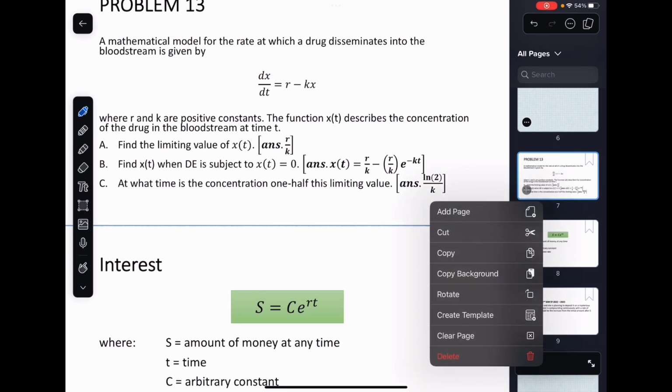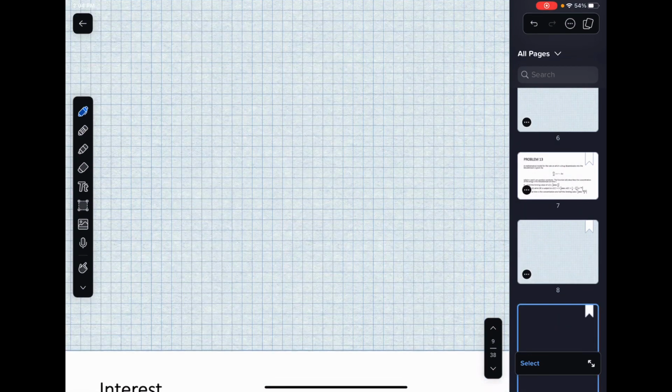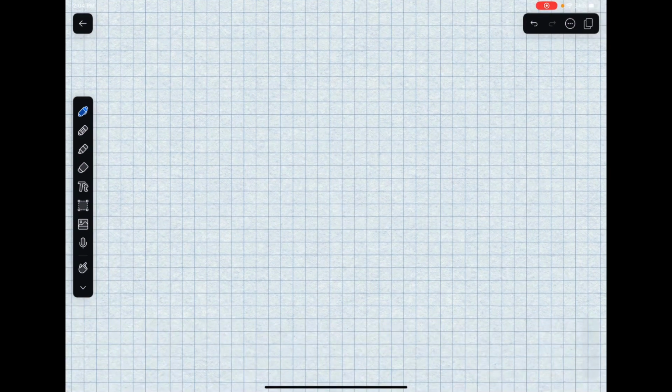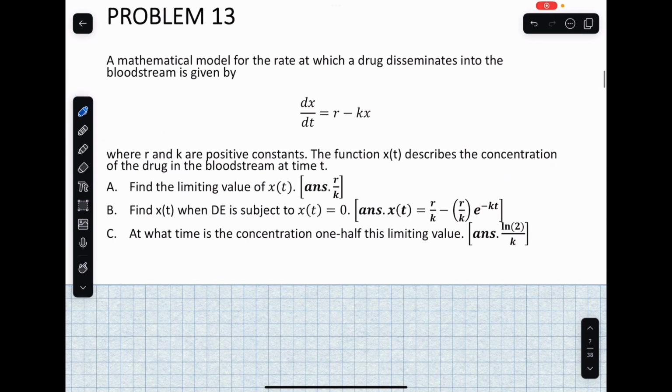So let me add a page. Okay, so for us to solve this one, hope that works. Okay, so don't get intimidated by this type of problems. They are easy as is. Only difference is we're just dealing with letters, rather than numbers.